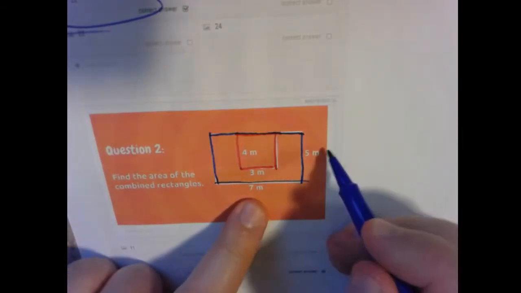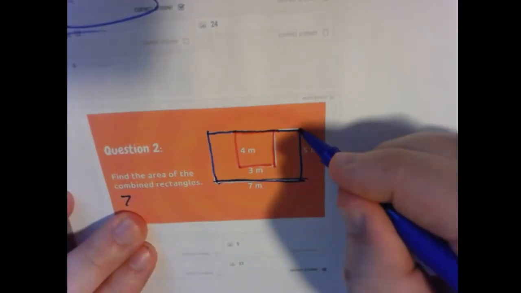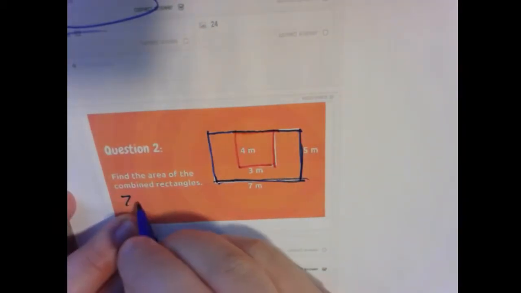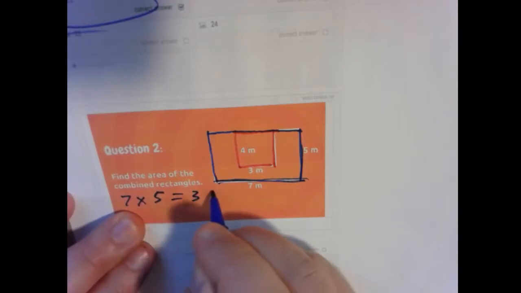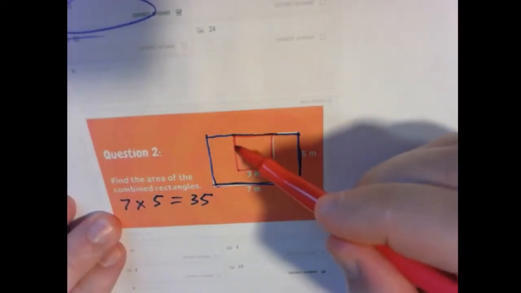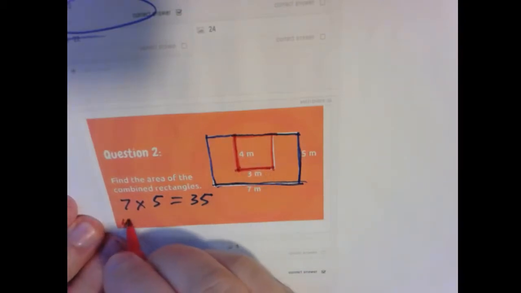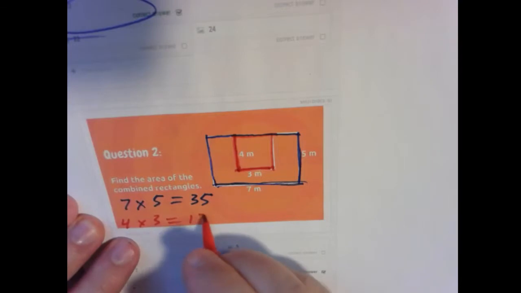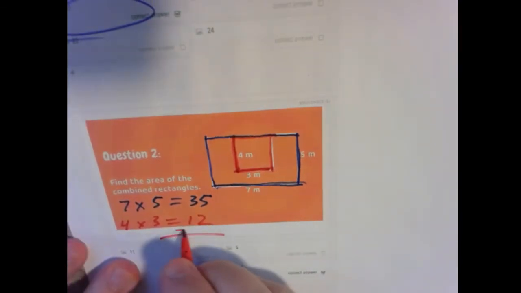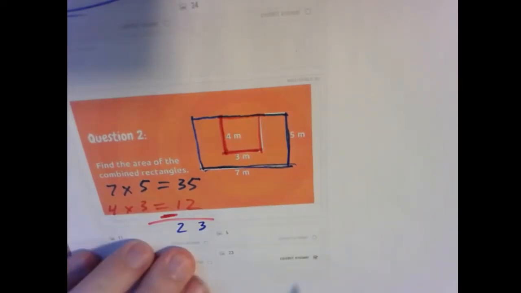So if we have 7 times 5, right, this whole base of 7 times the whole height of 5, we have 35. Then the area of this red rectangle looks like we have 4 times 3. 4 times 3 makes 12. Now in this case, we're going to be subtracting them, right? Instead of, like up here, we added them. So we're going to subtract 12 from the 35 and get 23.